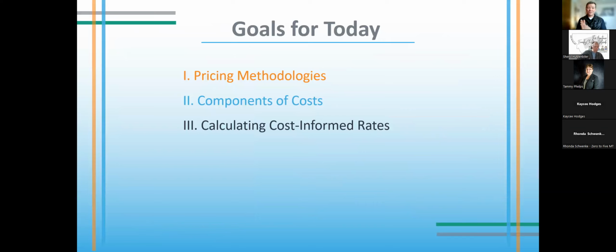Here are 3 topics for today, just 3, I'm minimizing. To help understand cost-informed rate setting, we're going to define all 3 primary pricing methodologies. We're going to get into the components of cost so that we can understand how to do cost-informed rate setting, and I'm going to show you the formulas on how to calculate cost-informed rates.